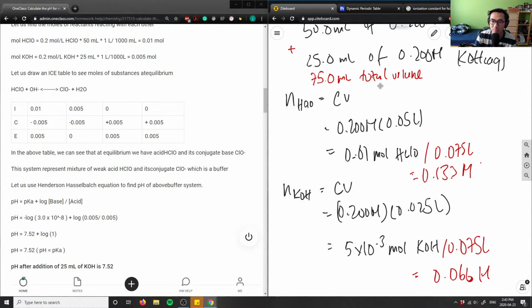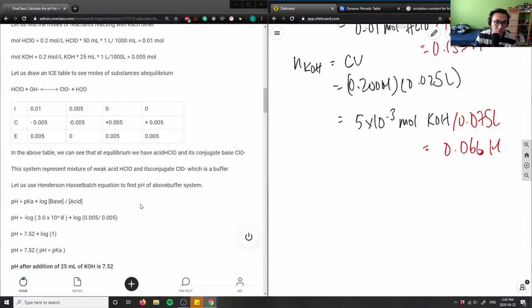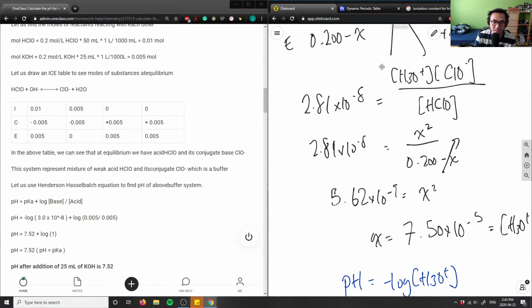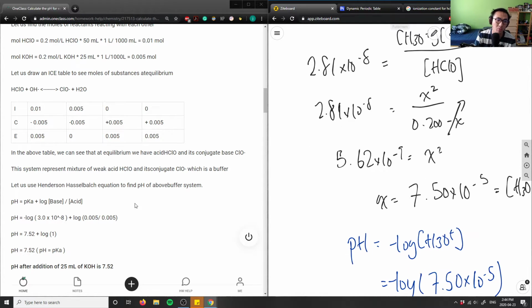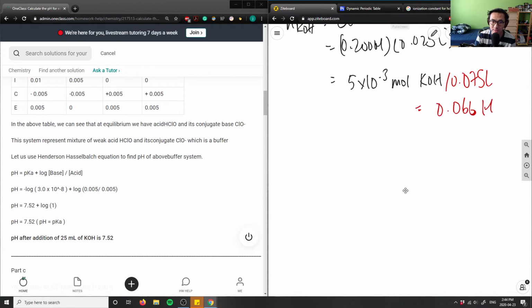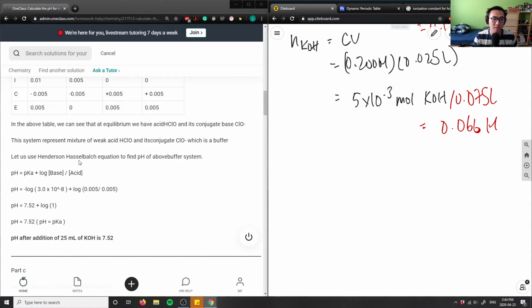pH would equal pKa. The pKa is simply the negative log of our Ka value, which I believe was 2.81 times 10 to the negative 8. If you do the negative log of this number, you would get the pH here. This would be at the half equivalence point. So you can use the Henderson-Hasselbalch equation to figure out the buffer system, which is pH equals pKa plus the log of the concentration of base over acid. In this case, the ratio is 1, therefore pH equals pKa. So it's 7.52 at the half equivalence point.